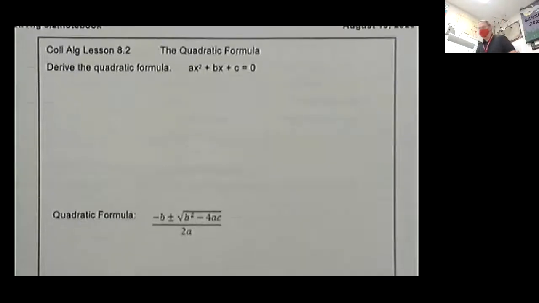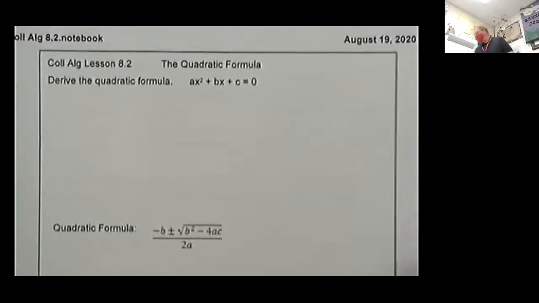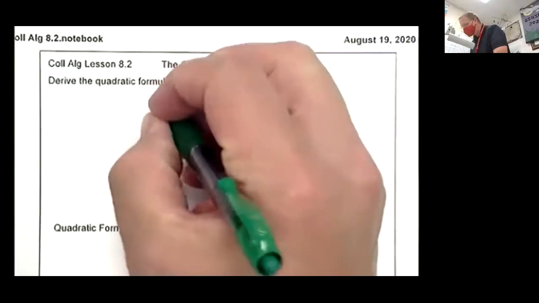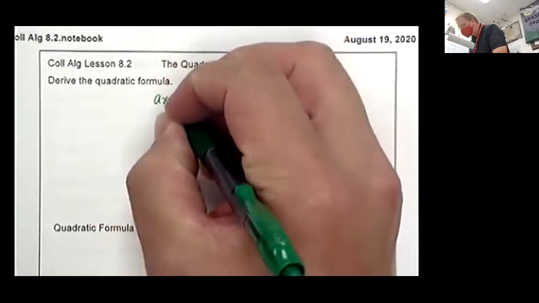This is the same quadratic formula you looked at in Algebra 2. And let's derive that formula. We had to do complete the square first because we're going to use that in this process. So ax squared plus bx plus c equal to 0.